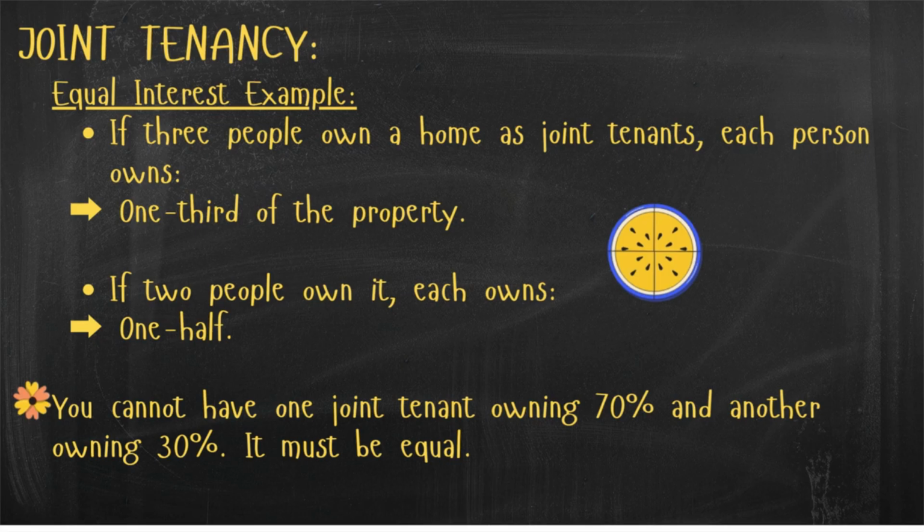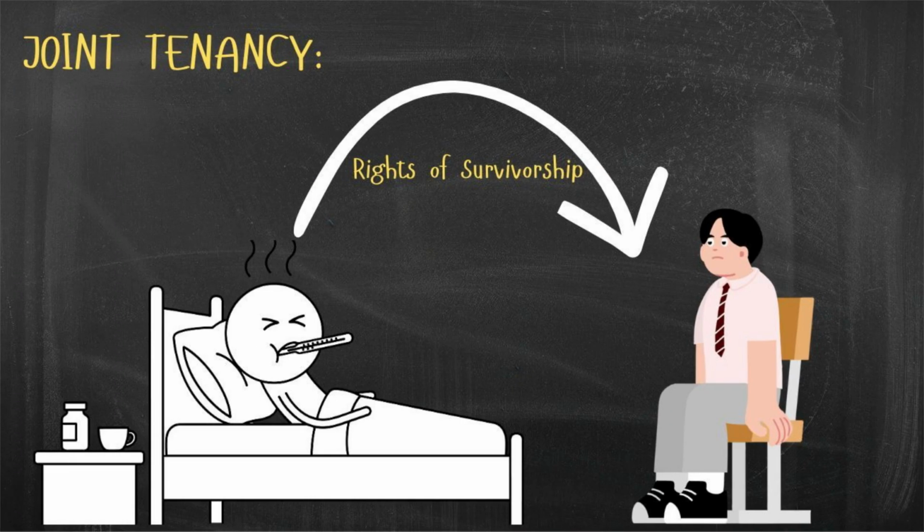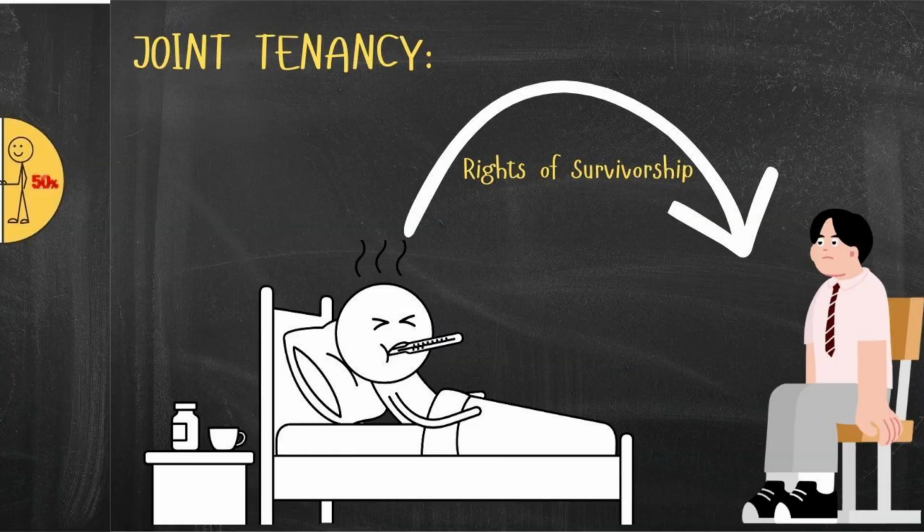It must be equal. Now, rights of survivorship. This is the biggest feature of joint tenancy. Rights of survivorship means when one owner dies, their share automatically transfers to the surviving owner. This happens automatically, outside of a will and outside of probate court.